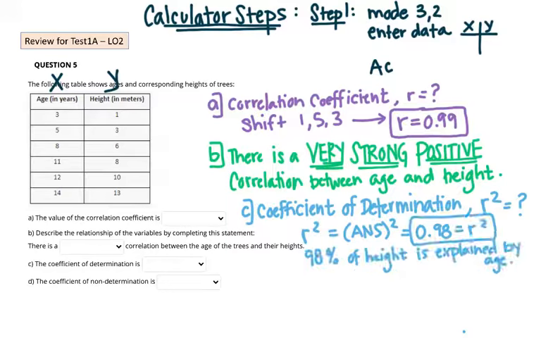0.98. And what that 0.98 really means is that 98% of what we see as the change in the height of the tree is explained. It can be explained by the age of the tree.